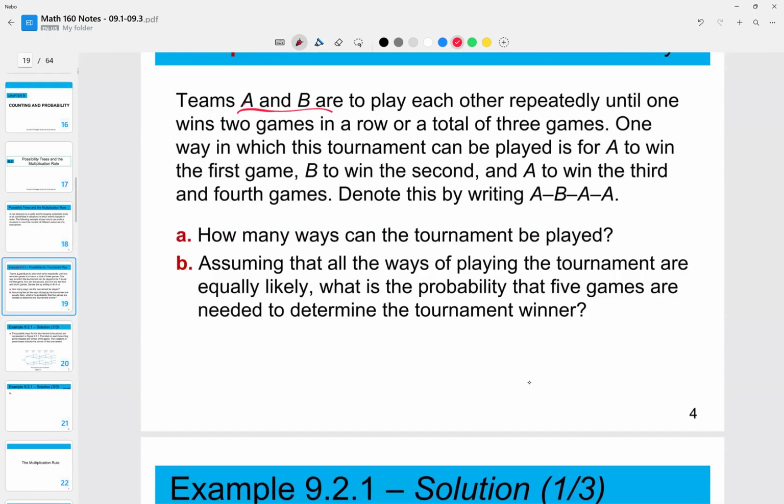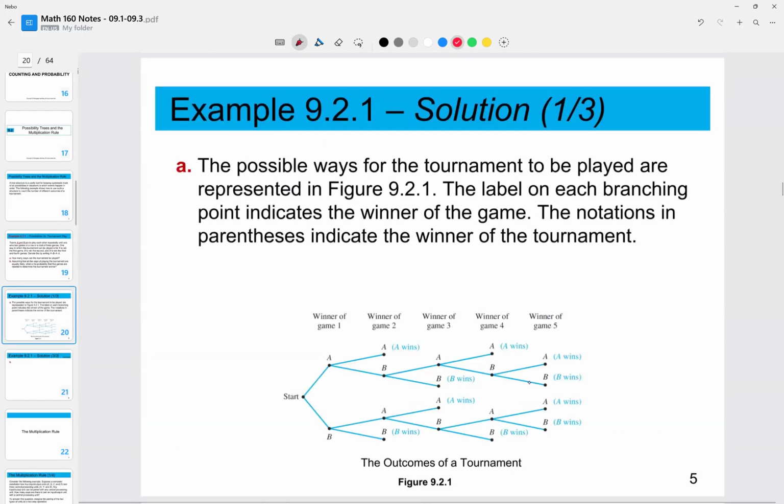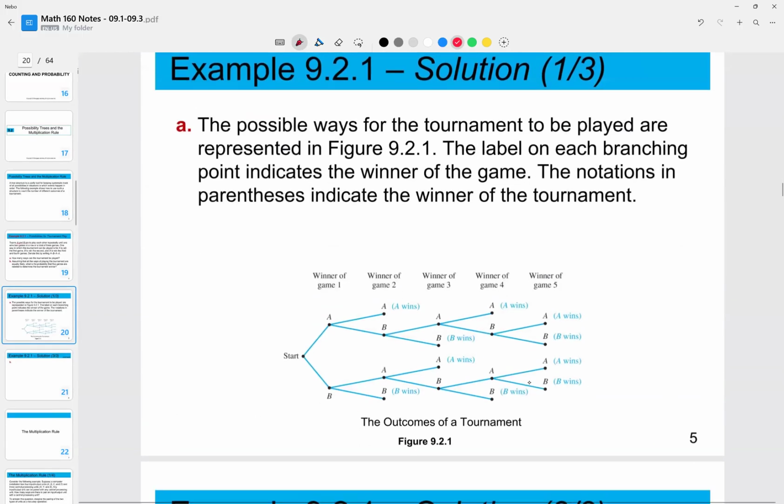You know, Team A wins first, then Team B, and so on. Or if Team A wins twice, this tournament's over, right? So you can write that tree out, and it's really helpful. You say the start, then you just make a choice. Okay, which team won? So in this case, Team A won.